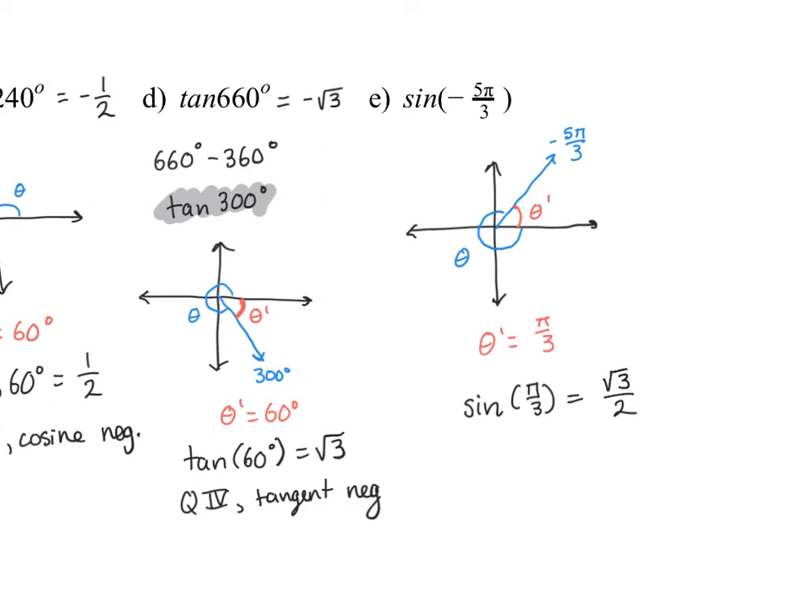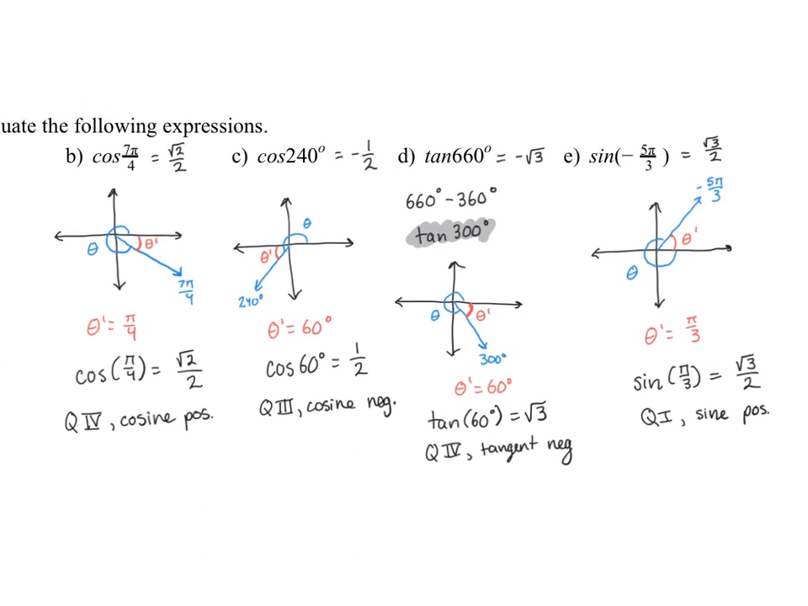And then we just need to decide, is our answer positive or negative? So in quadrant 1, all functions are positive. So in quadrant 1, that means that sine is positive. So our answer is just positive √3 over 2. And there you have it.